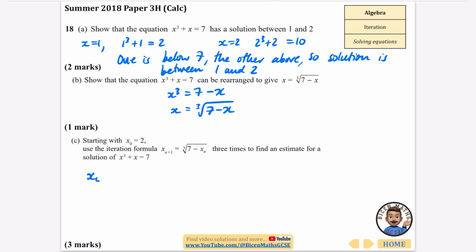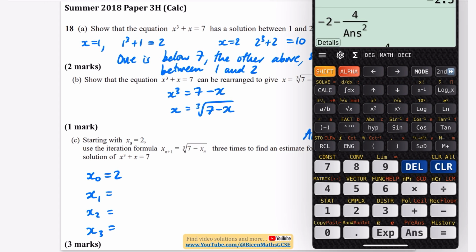So if x naught is 2, I'm going to be saying that my answer is 2, and I'm going to be typing the cube root of 7 minus the answer. So I'll have my x1, I'll have my x2, and I'll have my x3. So put 2 on the calculator, store it as the answer, and then I'm going to do the cube root of 7 minus the answer.